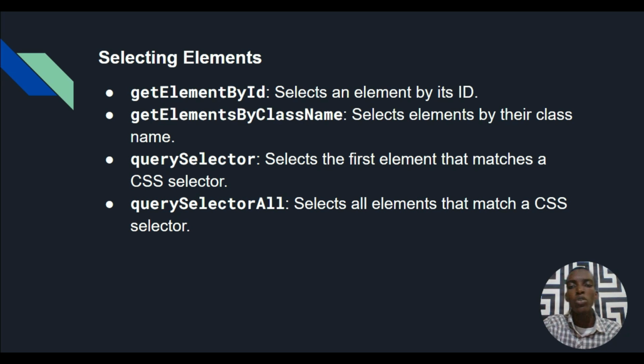Now when you use DOM, there are different methods you need to understand. To select elements, we have things like getElementById, getElementsByClassName, querySelector, and querySelectorAll. getElementById selects an element by its ID, the class name method selects elements by their class name, querySelector selects the first element that matches a CSS selector, and querySelectorAll selects all elements that match a CSS selector.